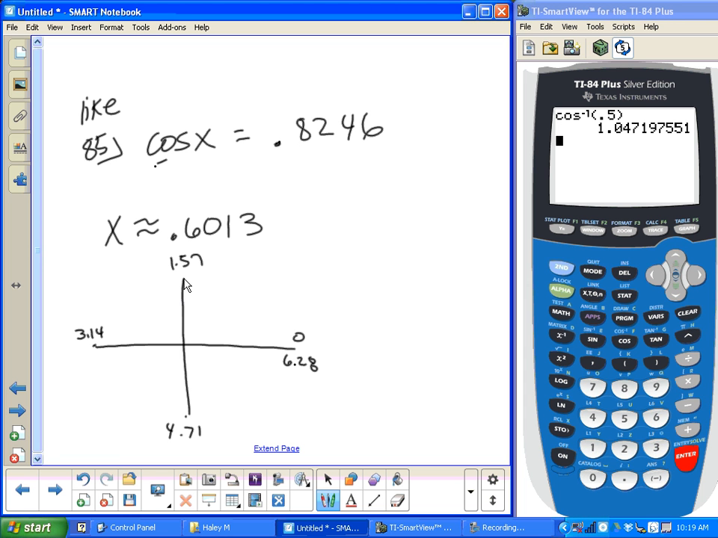Now, where would 0.6 something lie? First quadrant, right? Probably not quite halfway. All right, so we got 0.6013, which is one of my solutions.